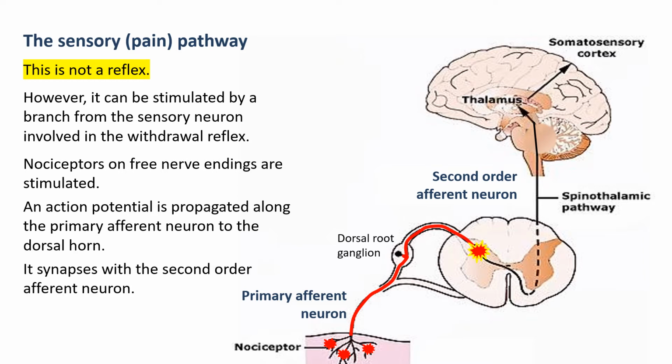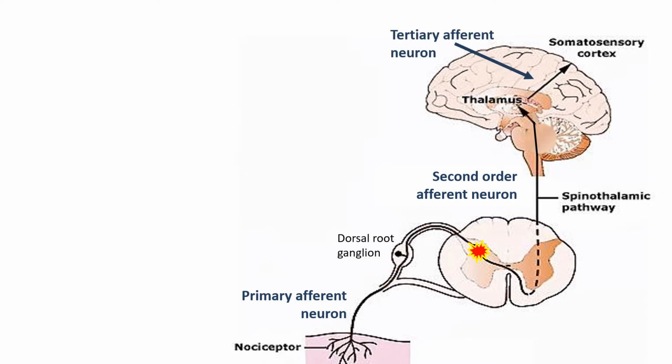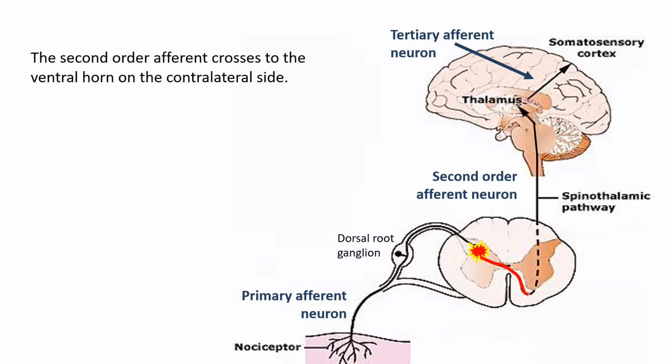Here it synapses alongside all those reflexes with the second order afferent neuron. So the first one is the primary afferent, the second one is the secondary or second order afferent. This second order afferent crosses over to the ventral horn on the contralateral side.